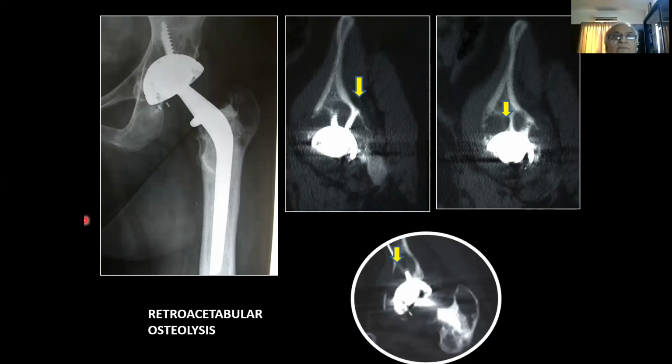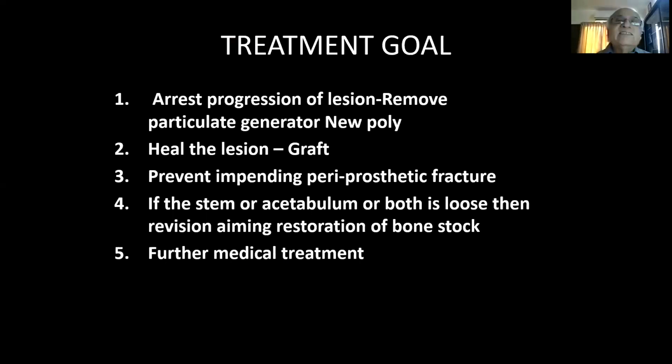So what is our treatment goal for these patients? We need to arrest the lesion, remove the poly generator mechanism, whether it is a highly cross-linked poly or simple poly, ceramic, or metal, whatever it is. So we need to put in the new poly. You have to put some graft if the lesions are big, so that it can heal.